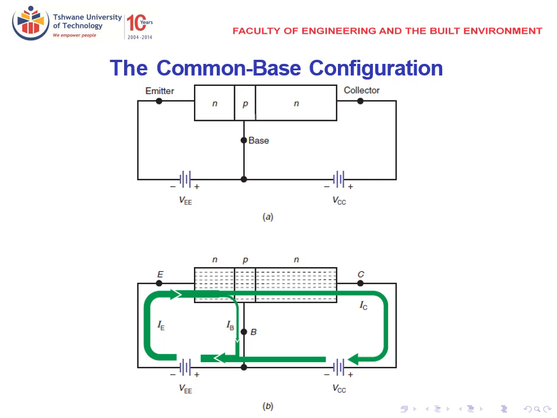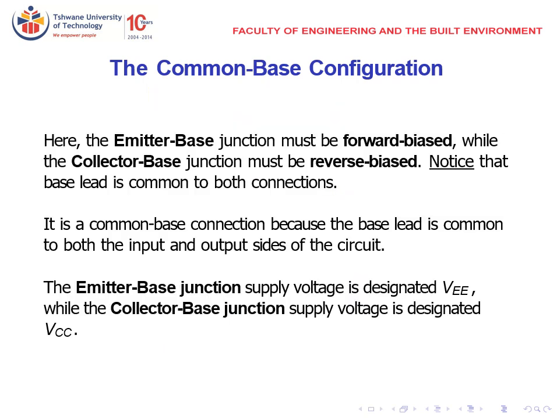Okay, this diagram shows the common base configuration. So you have collector, emitter, and base. Notice that the base is connected common to both voltage sources. Then you have your emitter and the collector connected to the other terminals of your supply. Then there will be current that flows in this circuit, IE, IB, and IC. Here the emitter base junction must be forward biased while the collector base junction must be reverse biased.